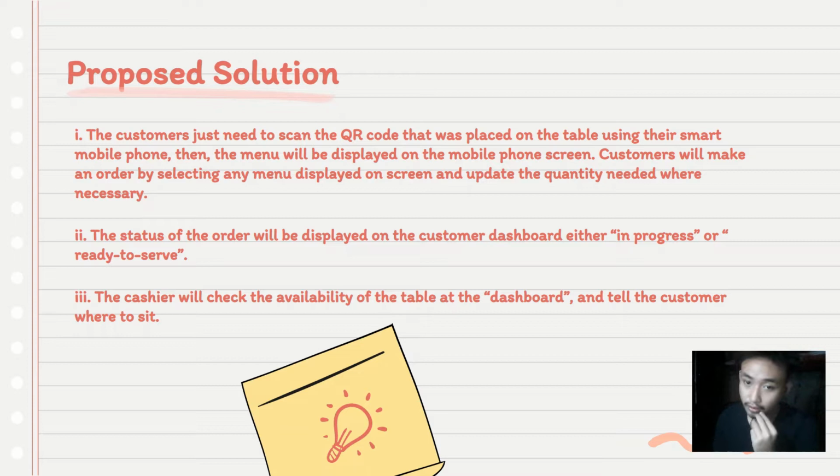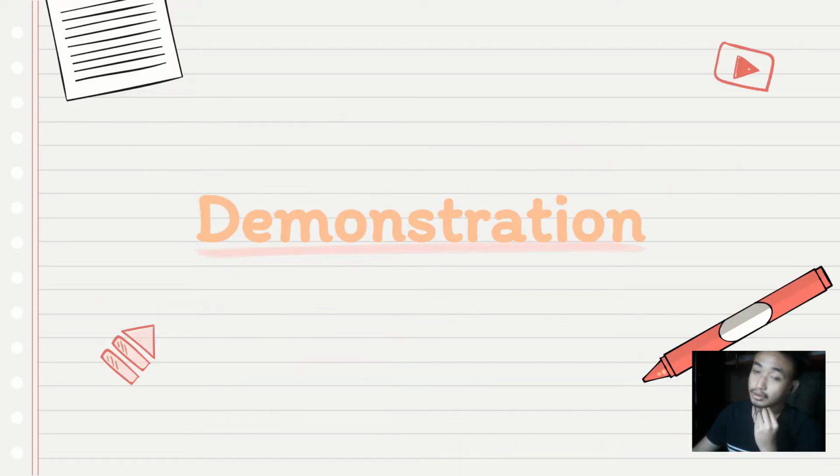Next, the status of the order will be displayed on the customer dashboard, either in progress or ready to serve. Lastly, the cashier will check the availability of the table on the dashboard and tell the customer where to sit. So let's go for the demonstration.